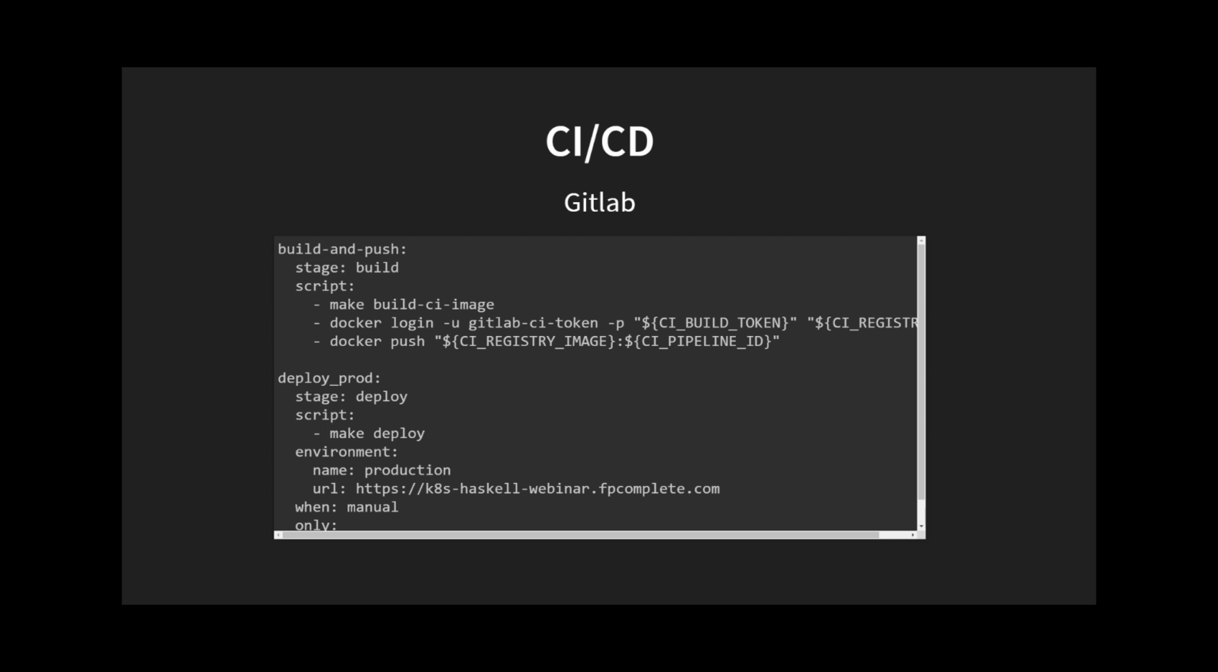We like to abstract some of these long commands using make. We're going to go ahead and log into our Docker registry, and we're going to push our image to that registry. So the second step in the pipeline is the deploy step.